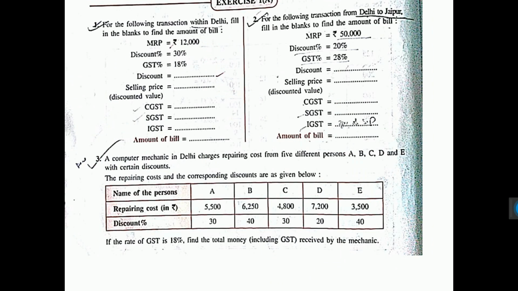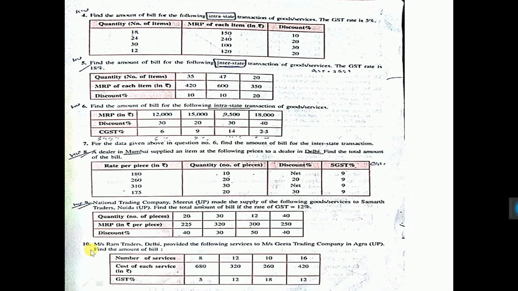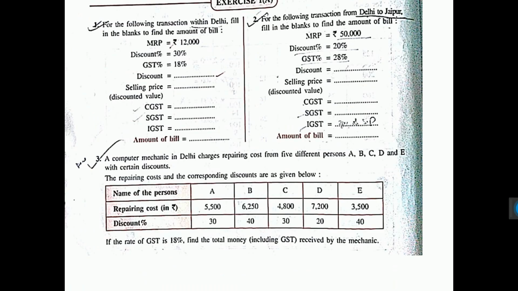So let me show you the sums. These are the sums, 1, 2, 3, 4, 5, 6, 7, 8, 9, 10 sums are there. I am showing you one after another how to do them. Sum number 1, for the following transaction within Delhi. Within Delhi means here we have to use CGST, SGST, not IGST. That means directly we can say IGST will be nil, that is 0. No IGST. Why? Because the transaction is within Delhi.